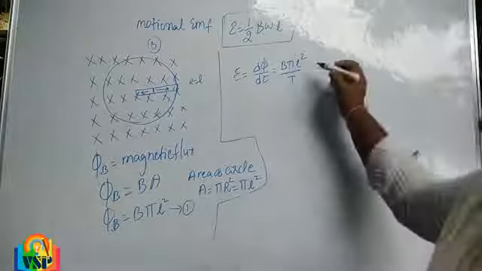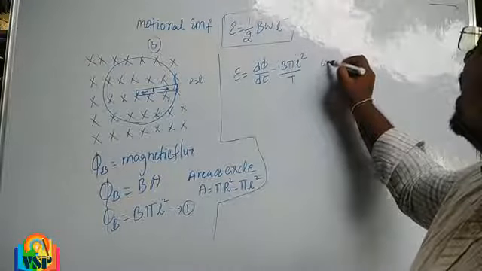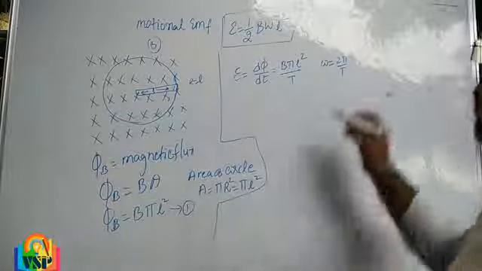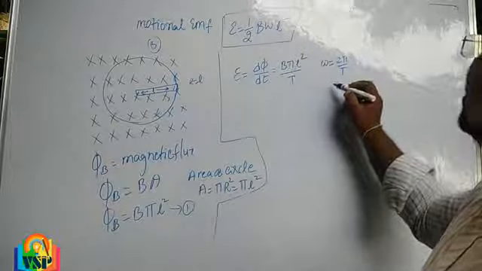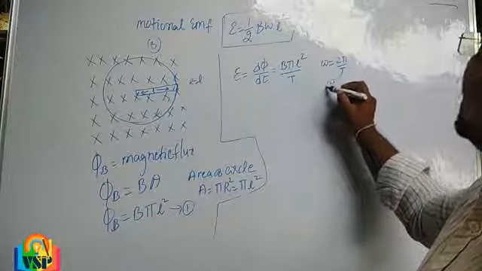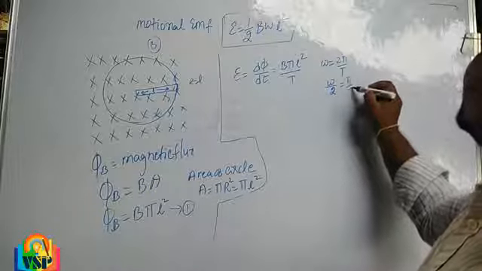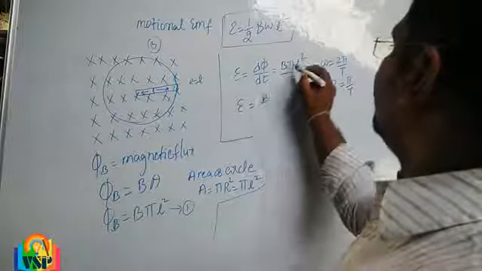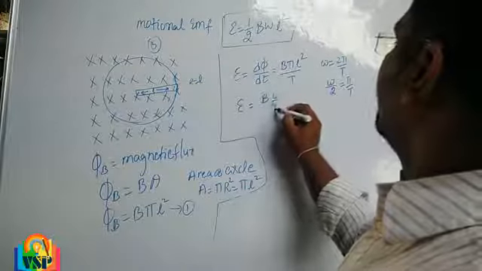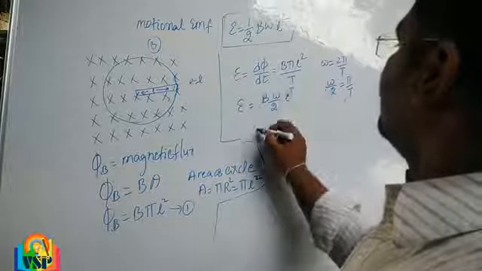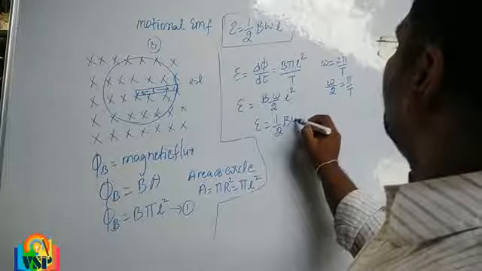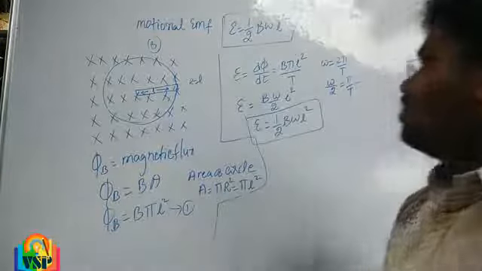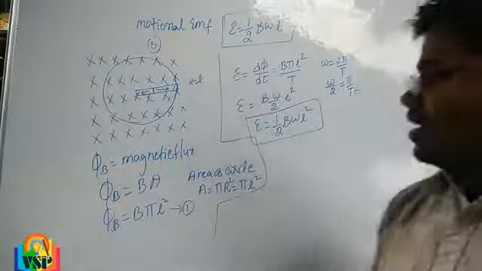T means time. From omega is equal to 2 pi by T, angular frequency is equal to 2 pi by T. So pi by T is equal to omega by 2. By using this we can get B into omega by 2 into L square. Rearrange this: 1 by 2 B omega L square. Understand? EMF E is equal to 1 by 2 B omega L square.